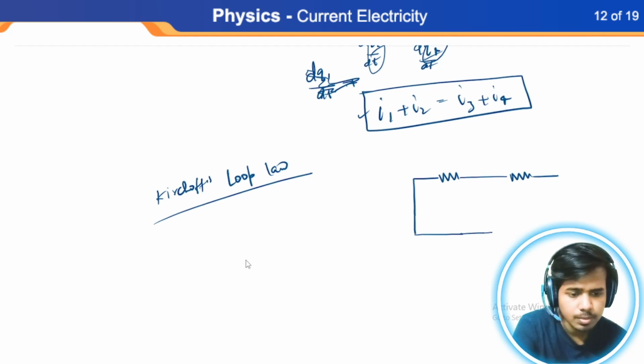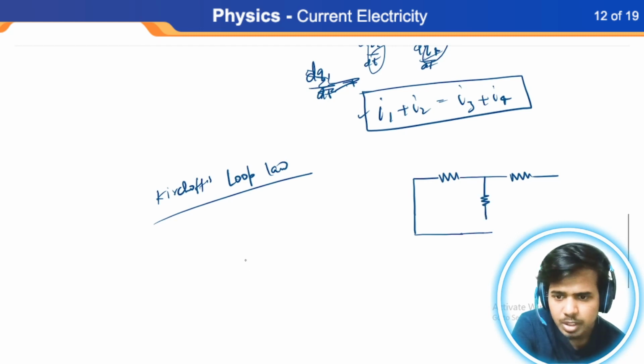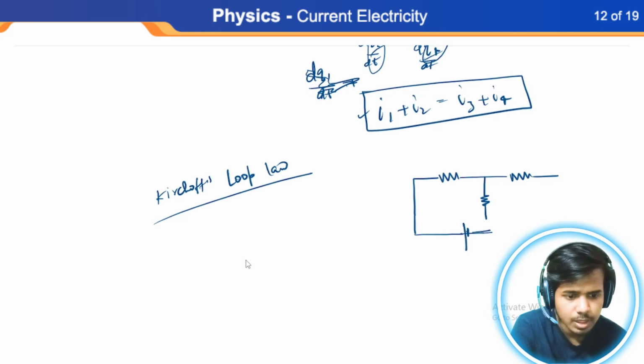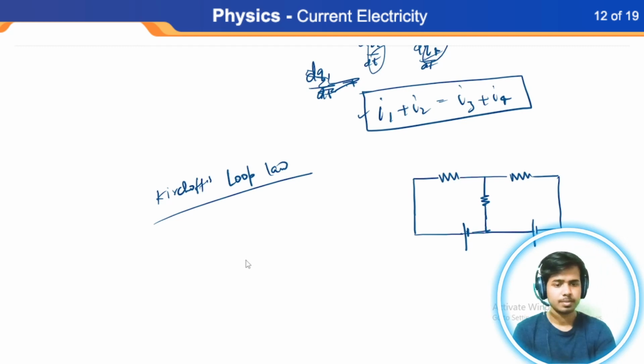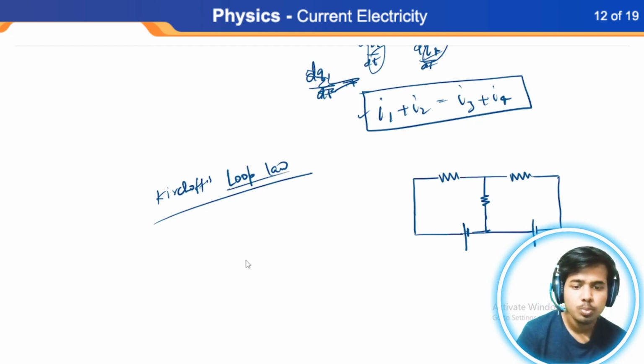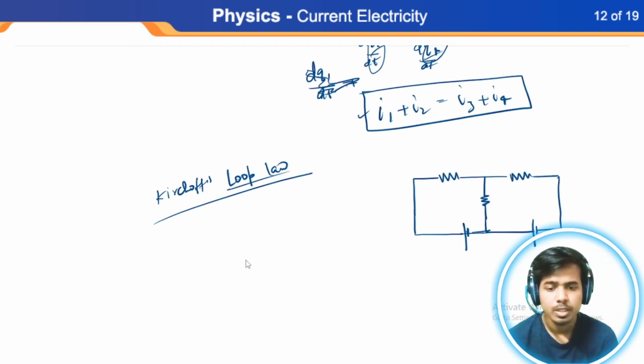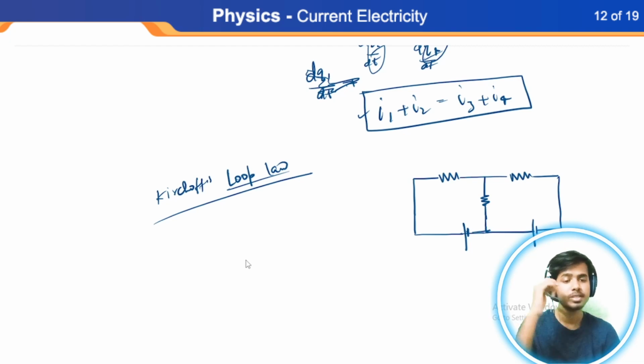Maybe I should place a voltage here. Yeah, maybe that would be better. Let's take the example of this one. Basically loop law tells you that within a loop the total drop in resistance, drop in voltage is going to be zero always.